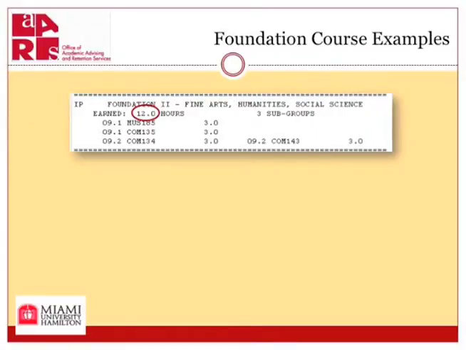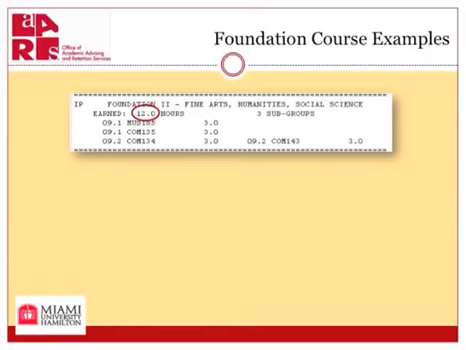Now that you know the basics of reading a DAR, take a look at yours by looking carefully at each section. Foundation 2 has 3 subgroups. A student must complete 3 credits from the Fine Arts, 3 credits from Humanities, and 3 credits from Social Science.